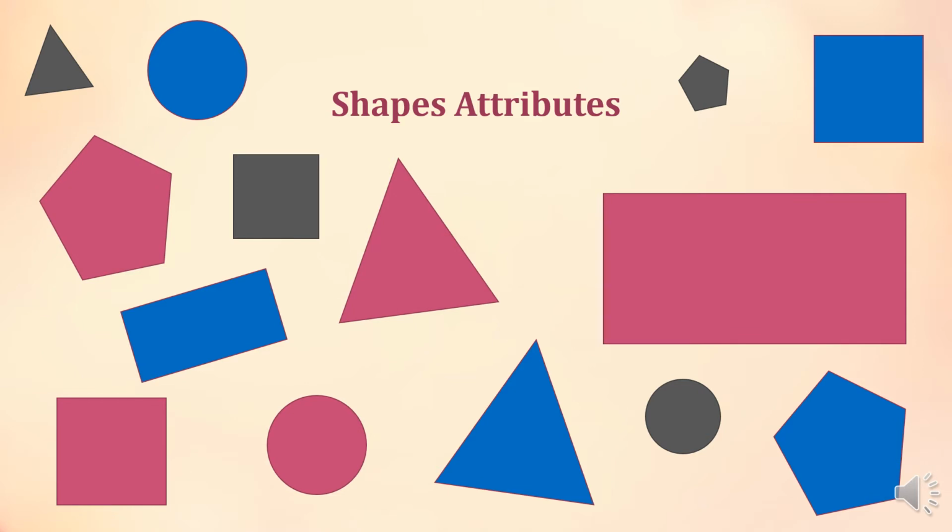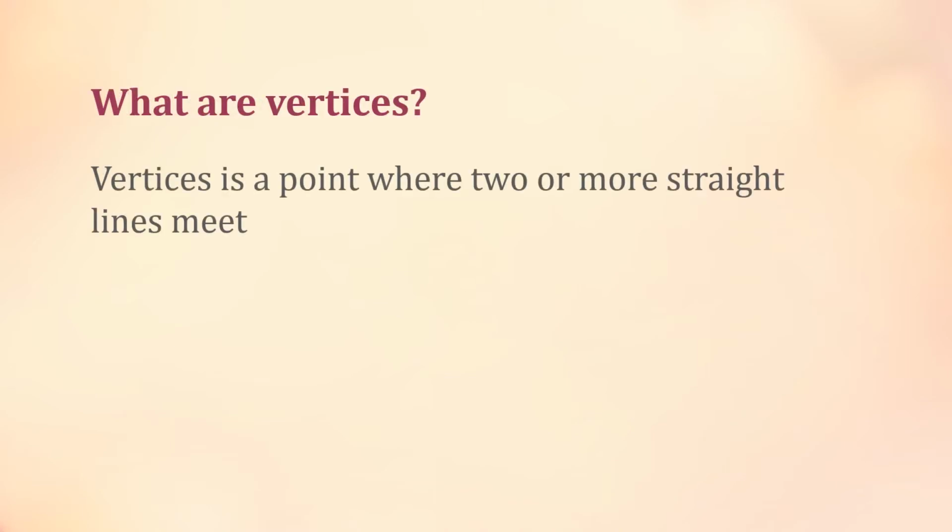Now, let's go over the shape's attributes. You might be asking yourself, what is an attribute? Well, an attribute defines the shape by its number of vertices and the number of sides. Let's go over vertices first. So what are vertices? Vertices is the point where two or more straight lines meet. For instance, if I draw this shape and I try to locate my vertices, I will look at the two straight lines.